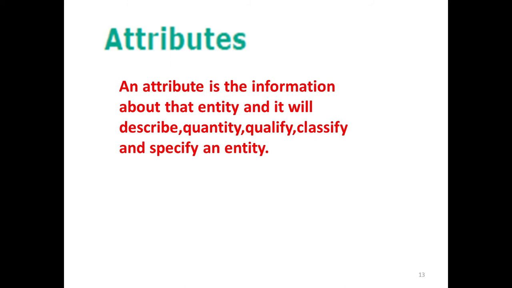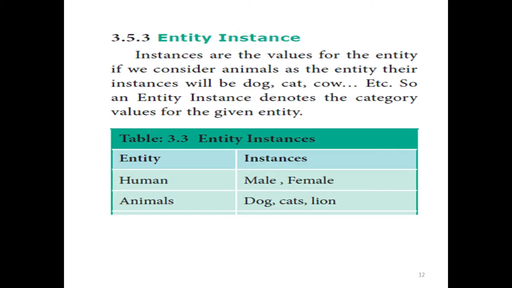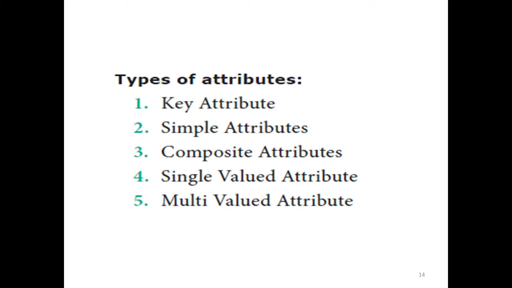Okay. Then what is attribute? It's a 2 mark question. An attribute is the information about the entity and it will describe, quantify, classify and specify an entity. It's an attribute. In our example, you see human is the entity. The attributes are male or female. Okay. Then types of attribute. 5 types of attribute are given: key, simple, composite, single valued, multi valued. You just go through the lesson thoroughly.